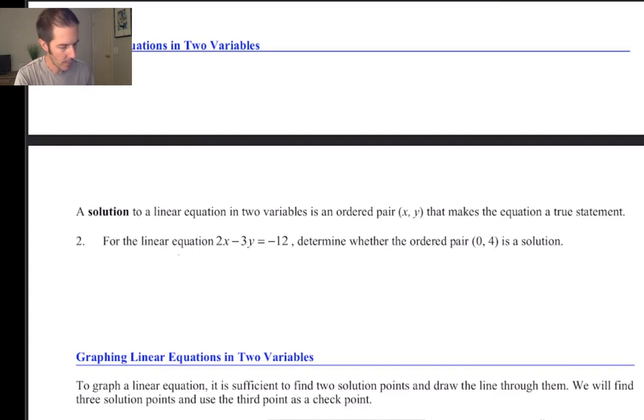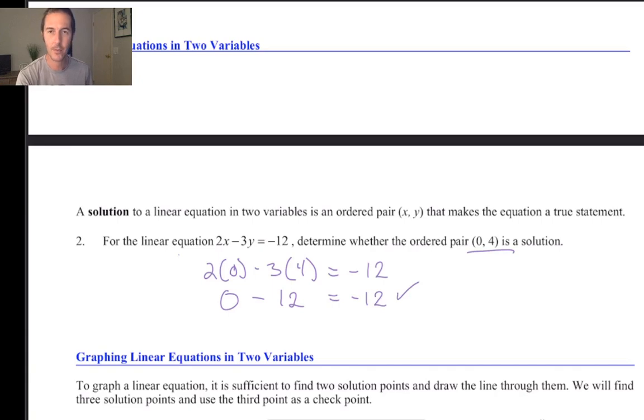Plugging in a 0 for x gives us 2 times 0 minus 3 times our y value of 4, and supposedly that's equal to negative 12. 2 times 0 is 0, minus 3 times 4 is 12. Is 0 minus 12 equal to negative 12? It sure is. So we would say that (0, 4) is a solution to this equation.